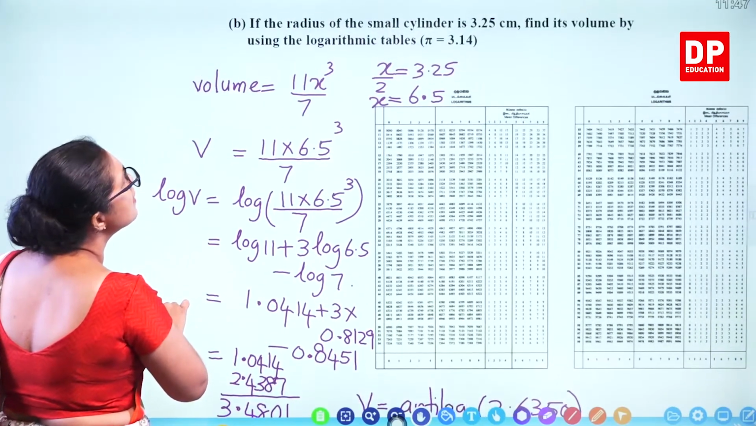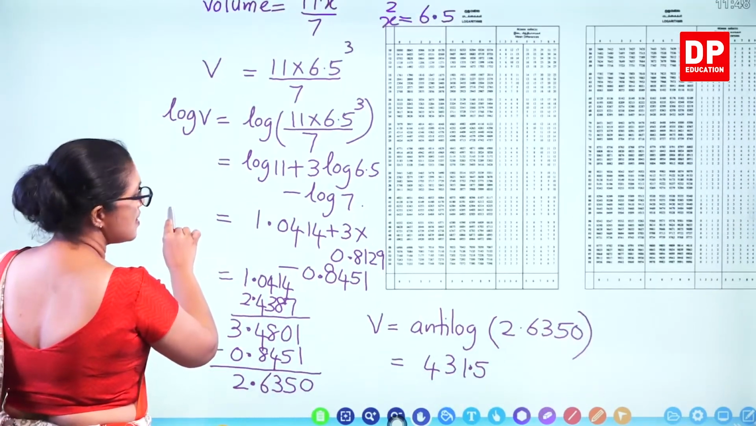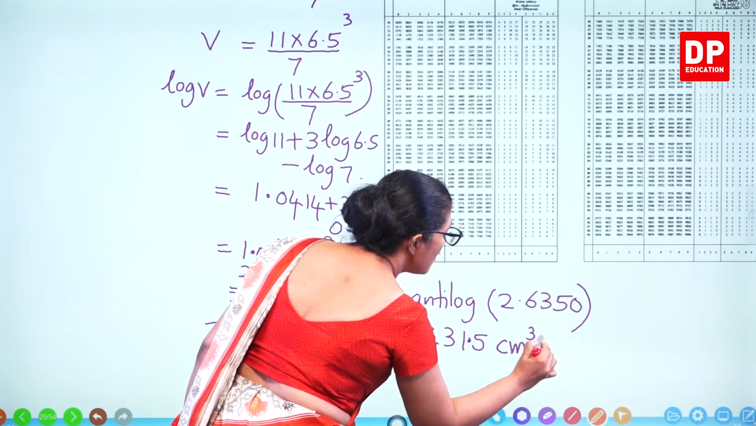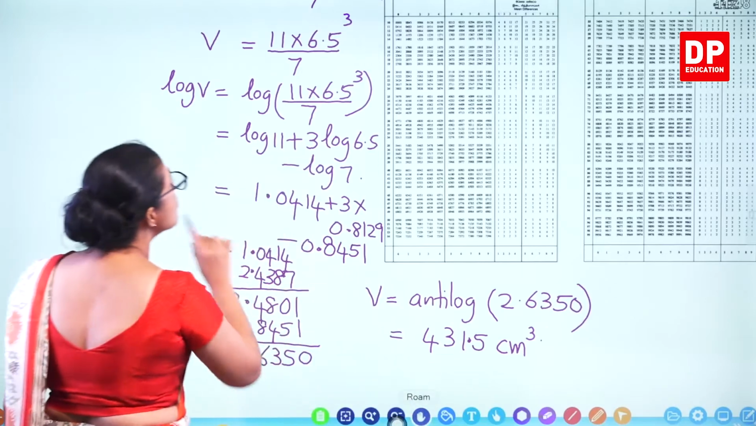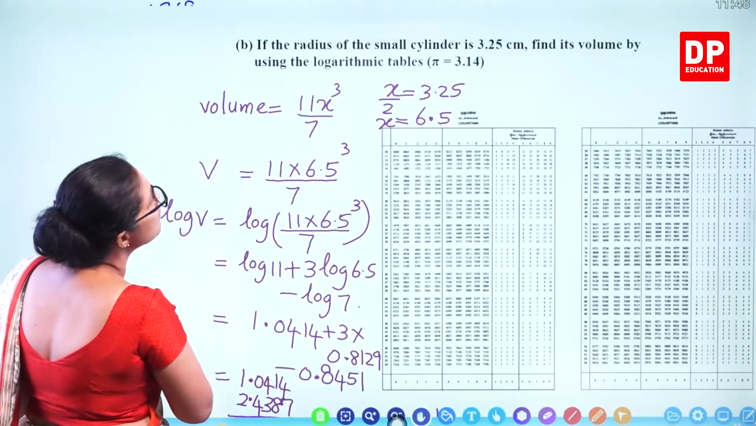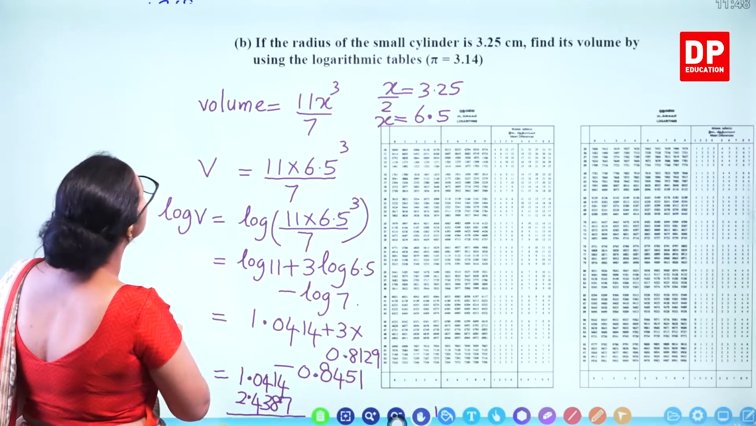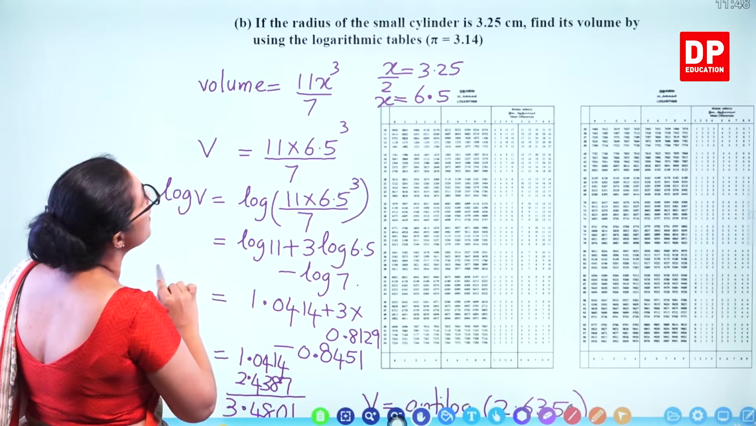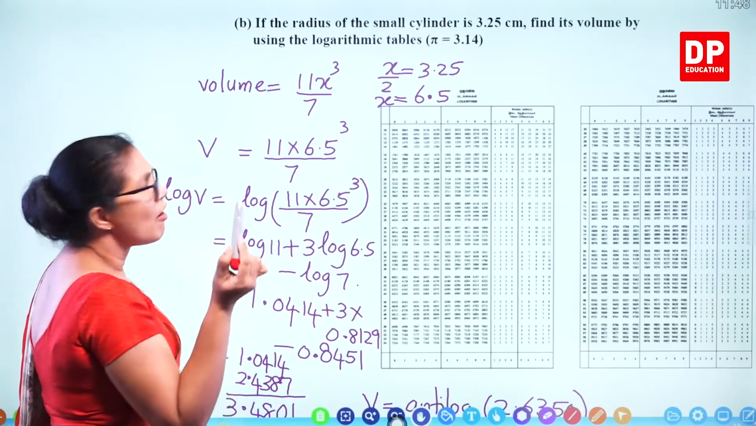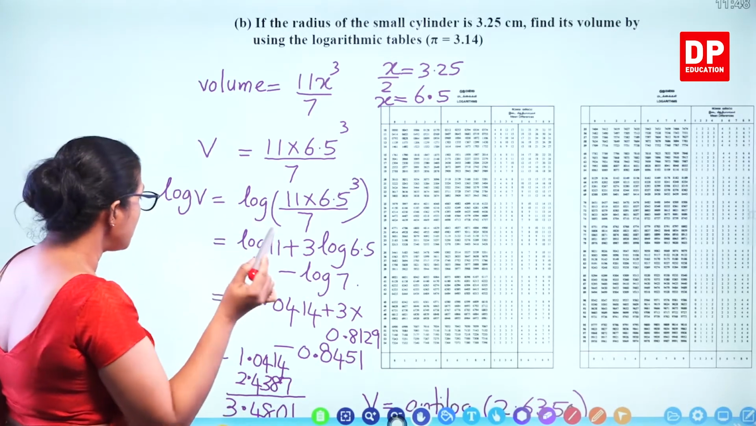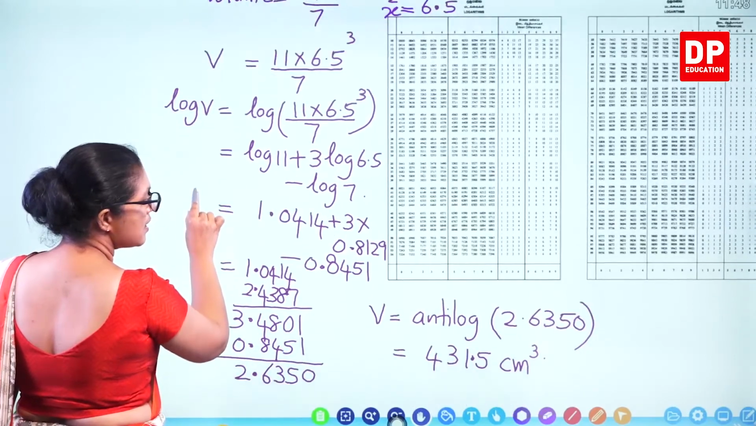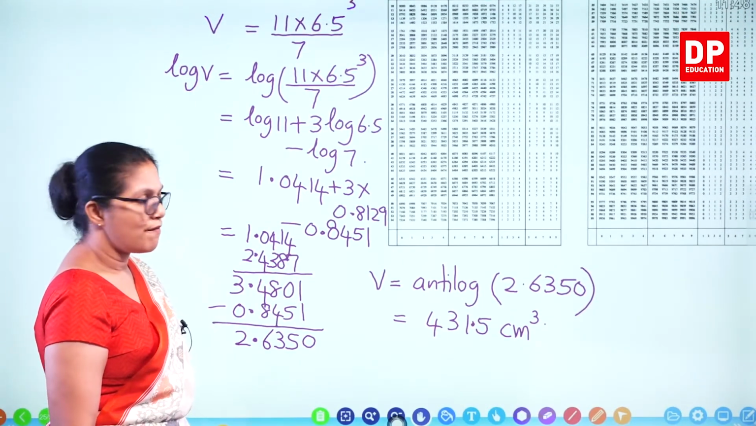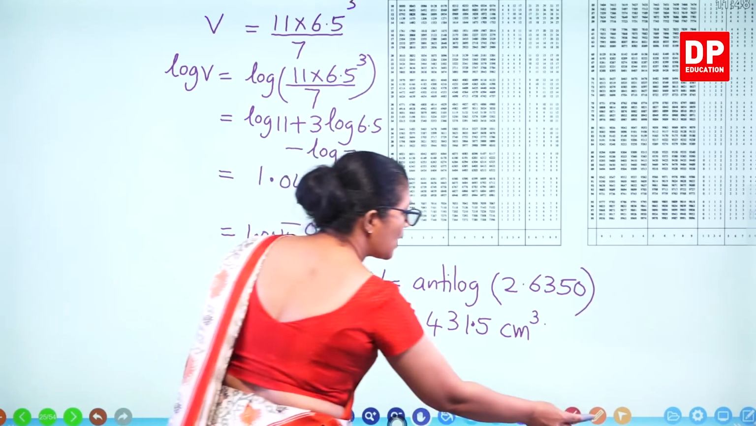What's the unit? Is it given? Centimeters. So cubic centimeters is the volume. And do we have to round it? If the radius of the small cylinder is this, find the volume of this using logarithmic table. So they are not asking to round it. So what's the final answer? 431.5.